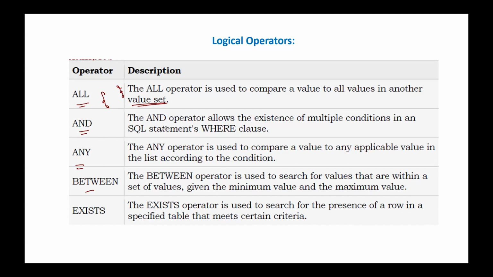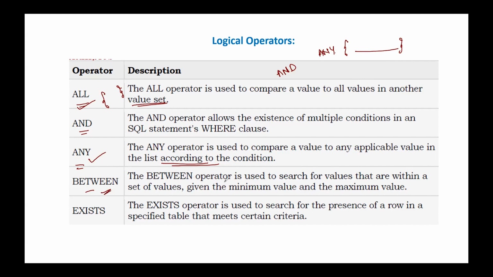And as we all know, the AND operator allows the existence of multiple conditions in an SQL statement. So I can do an AND operation between two conditions, but it will be executed only when both the conditions are true. ANY is nothing but the ANY operator is used to compare a value to any applicable value in the list according to the condition. So once again, here I will have a list of values. If I say ANY here, if it is matching any one of the values given here, then it will match. When I say ALL, all should match. When I say ANY, any one can match.